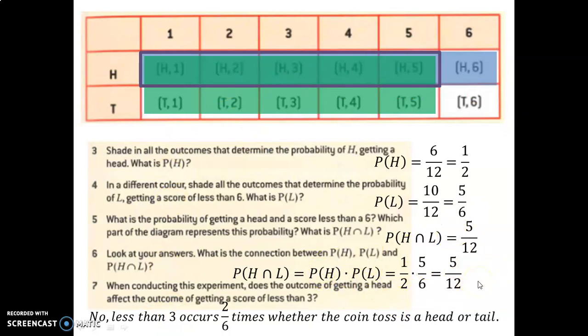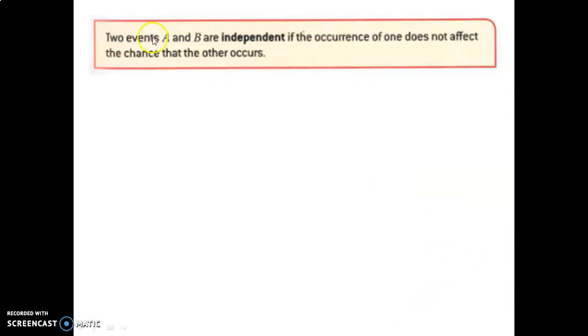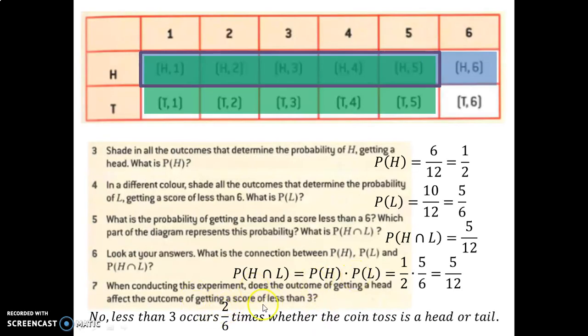So let's move a little bit forward with this idea. 2 events A and B are independent if the occurrence of one does not affect the chance of the other. And that's exactly what we saw here. In number 7, it was asking about getting less than 3, but before that we were talking about getting less than 6. The point is that, let's say you flip the coin first. Whether you get a head or tail on the coin has absolutely no impact on the die roll, like what's the probability of getting less than 6 or less than 3 in this question. The coin toss has no effect on what happens with the die roll. The 2 things are separate of each other. They're independent of each other.